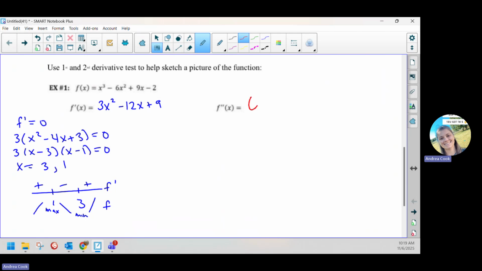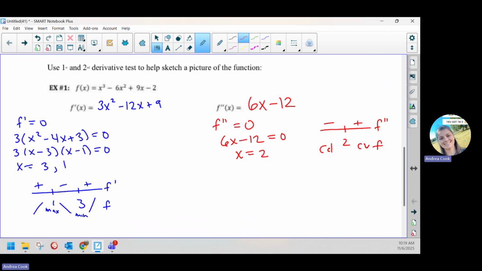I'm going to do the same thing for the second derivative. So the second derivative is 6x minus 12. I'm going to find where the second derivative equals 0. So that would be at 2. And I'm going to make a number line for the second derivative. And that would be negative to positive, which means f is concave down to concave up, which would be a point of inflection at 2.